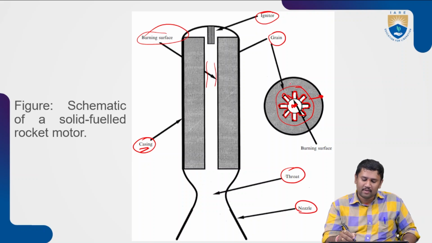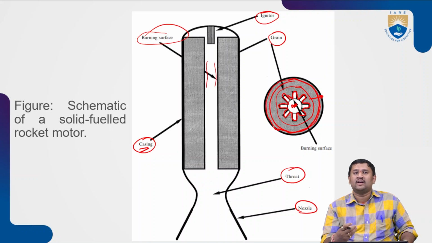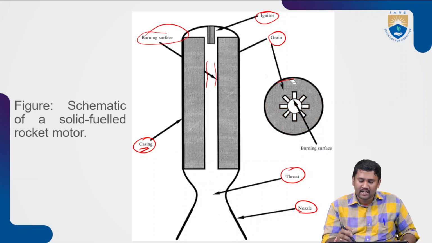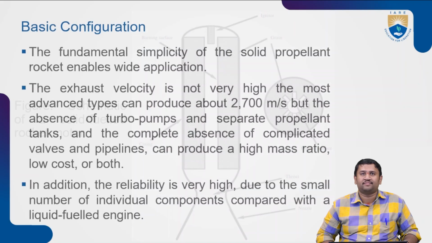After a period of time, what happens? You will be left with a small amount of propellant on the casing, which clears my solid fuel. Now, as the solid fuel is completely exhausted or done, then you can easily remove or you can easily discard the stage or the solid rocket motor.